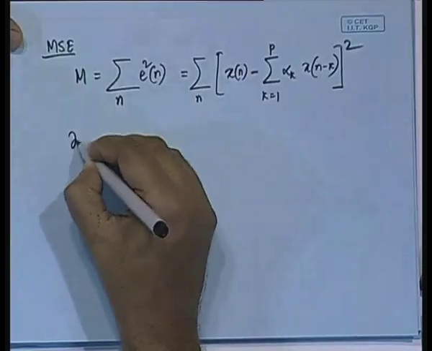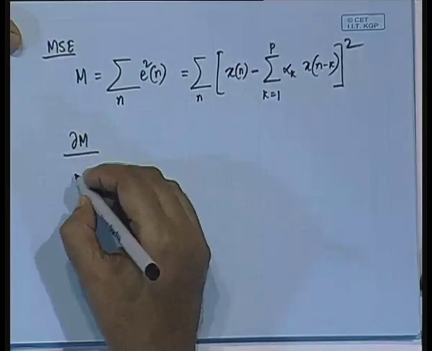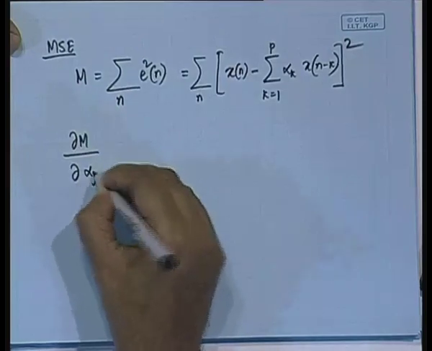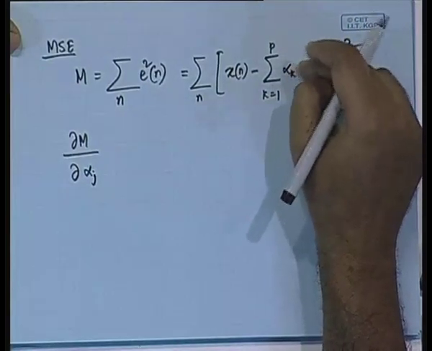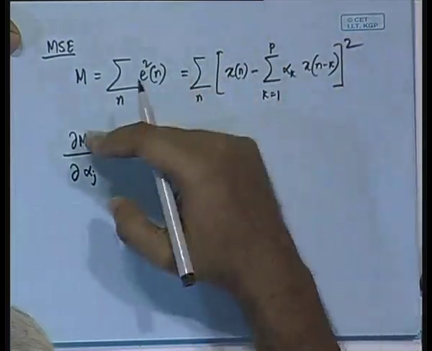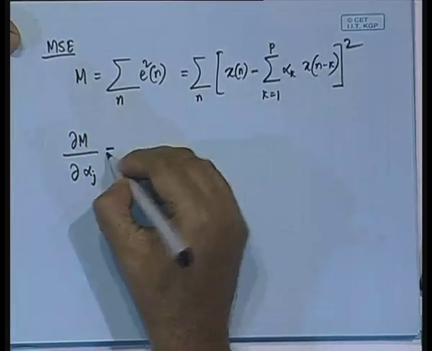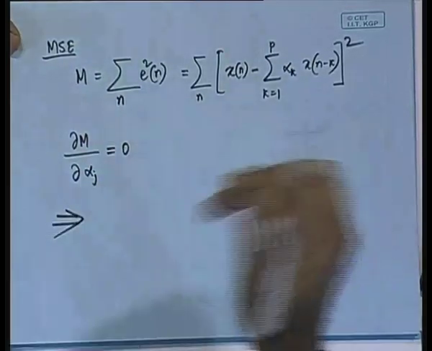The principle is quite simple, and we discussed that also. So if we take the derivative, that is to say take delta m delta alpha j, that means to say that with respect to some specific alpha we differentiate. So if we take the derivative of delta m delta alpha j, and if we equate it to 0, this will mean what? Take the derivative.